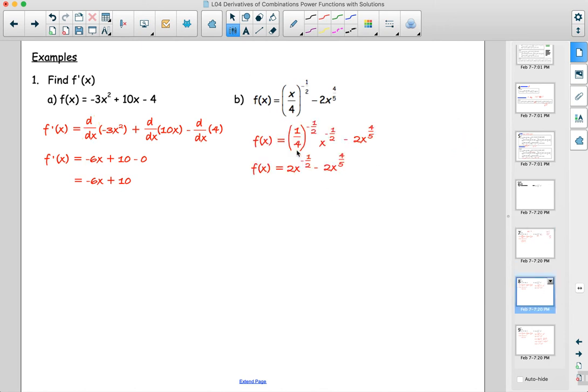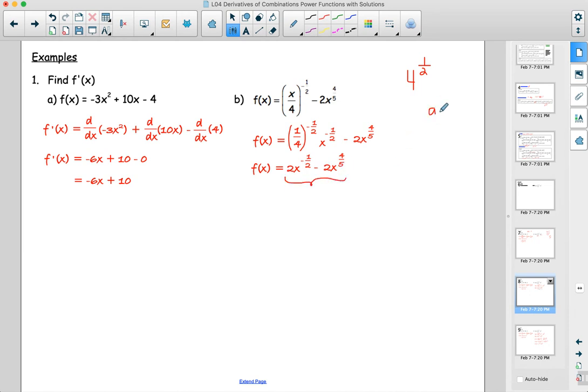Massaging first, we get 1/4 to the negative 1/2 times x to the negative 1/2. As I mentioned, that's already a power function. 1/4 to the negative 1/2 is going to become 4 to the 1/2, right? So flip the base, and the exponent becomes positive. The square root of 4 is 2. So f at x is now 2x to the negative 1/2 minus 2x to the 4/5. These are both power functions now, so we can now take the derivative.